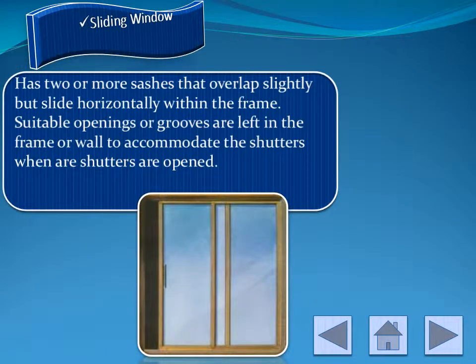And the last but not the least, we have a sliding window. I repeat, sliding window. It has two common edges that overlap slightly but slide horizontally within the frame. You can see it can be moved from the right hand side to the left hand side. The lock is at the left hand side, and when opening it can be moved to the right hand side. Suitable openings or grooves are left in the frame or wall to accommodate the shutters when they are open.